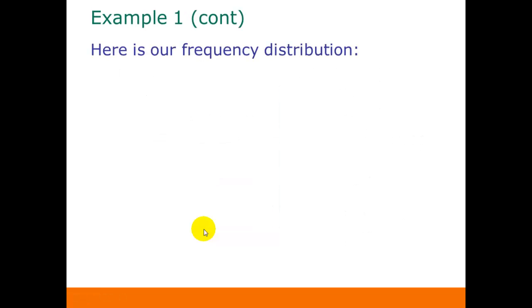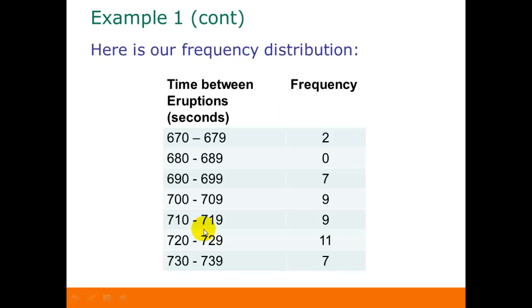Okay, once we have all of our classes determined, so here are all of them, then we can go through our data and find the frequency for each class, just like we did with qualitative data. So this is our frequency distribution.